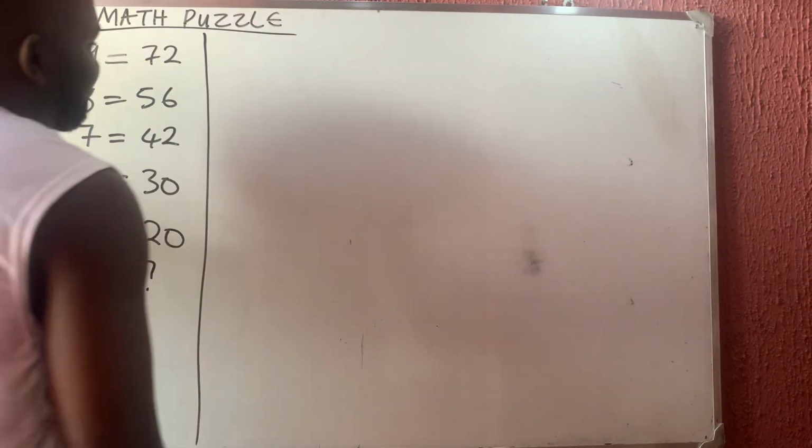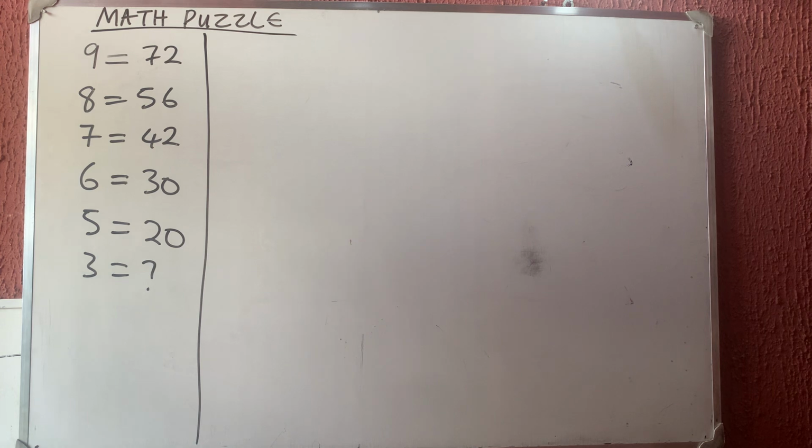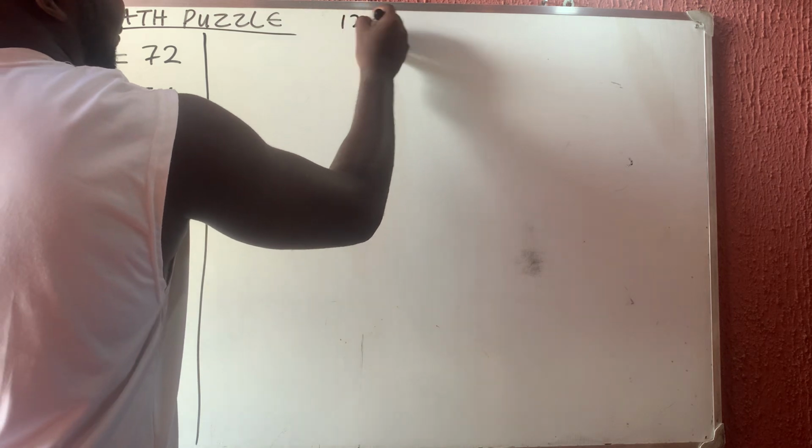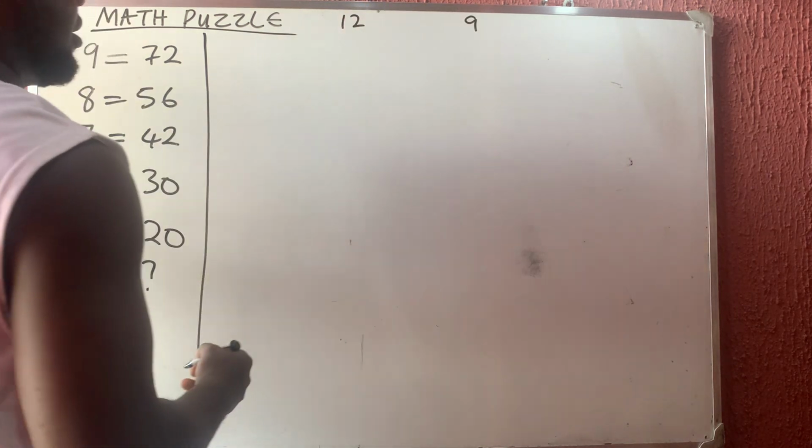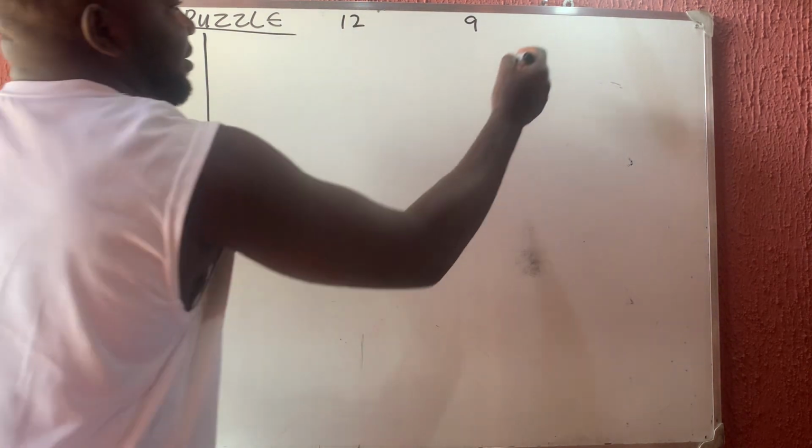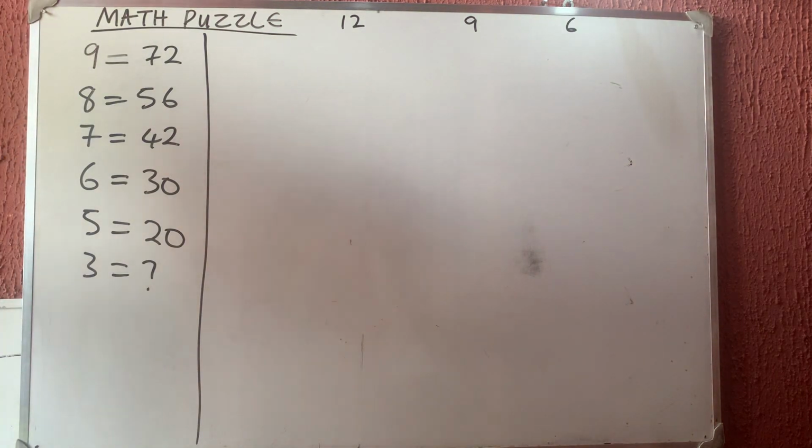Now look at this beautiful math puzzle. 99% of people where I saw this question failed this. Some people say that the answer is 12, while some say that the answer is 9. Okay, but actually the answer is 6. So how did I get 6?